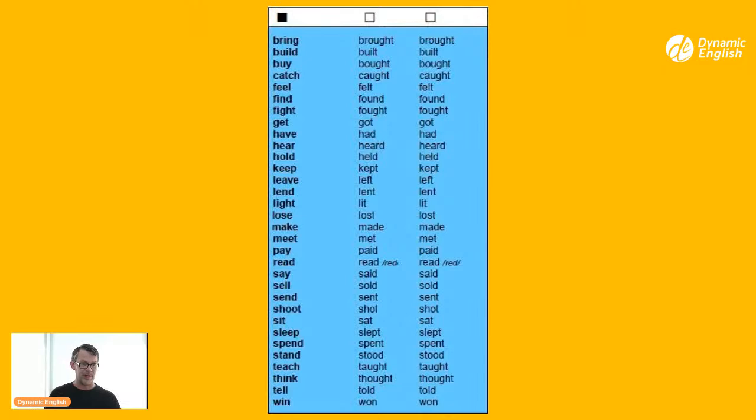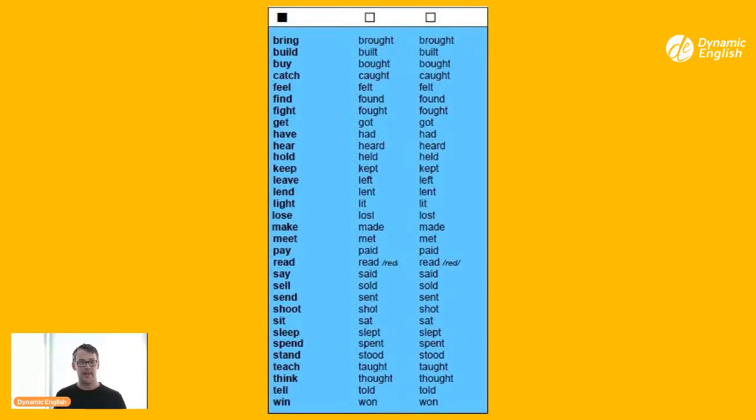So, well, I'm not going to read all of these. You can see here that we have bring, brought, brought, right? Build, built, built. Buy, bought, bought. Catch, caught, caught. Feel, felt, felt. Okay, so our past tense and our participle stay the same with this group.